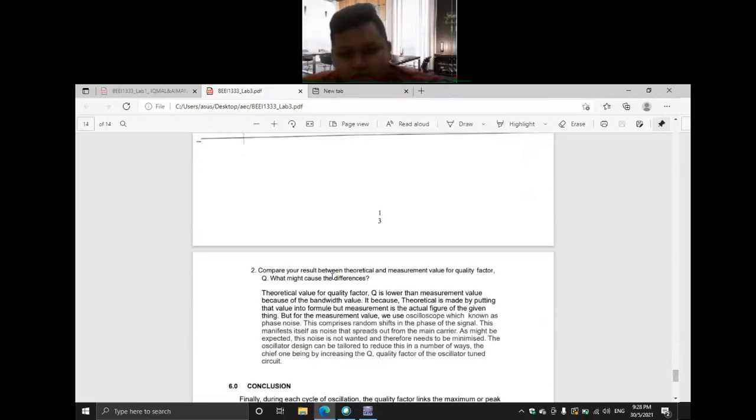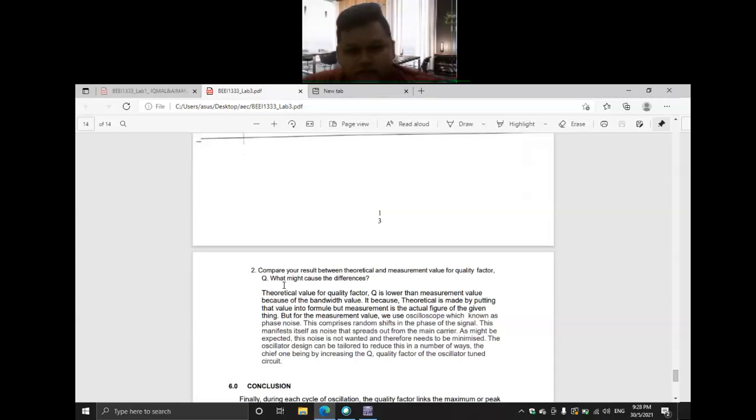Alright, next we go to the question. Compare your result between the theoretical and measured value of the quality factor Q. What might cause the difference? The theoretical value of the quality factor is lower than the measured value because of the bandwidth value. It is because the theoretical value is made by putting values into the formula, but the measurement is read from the figure. For the measurement, we use an oscilloscope, which is subject to phase noise.